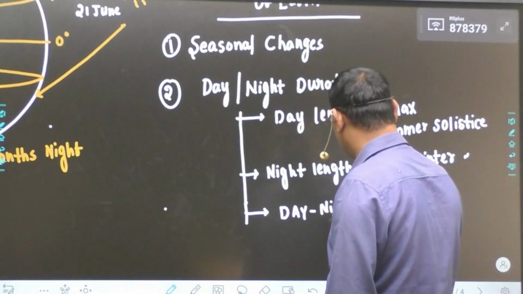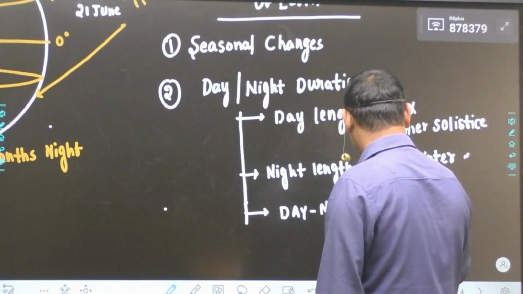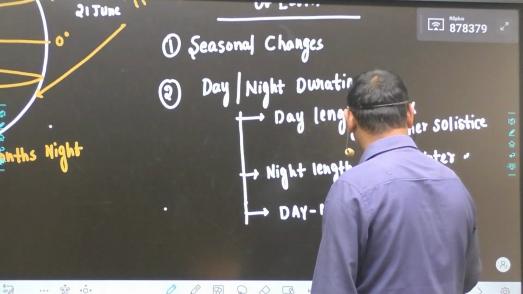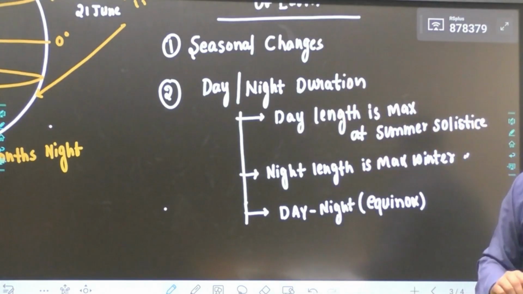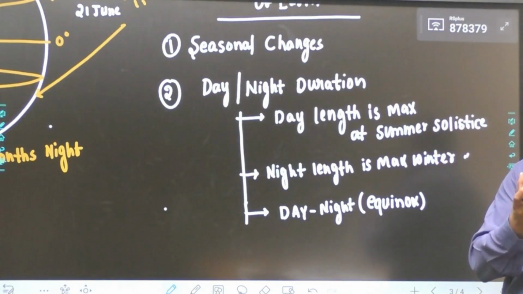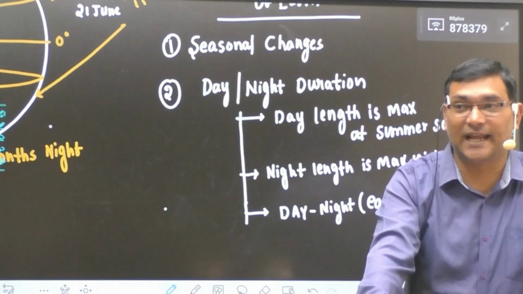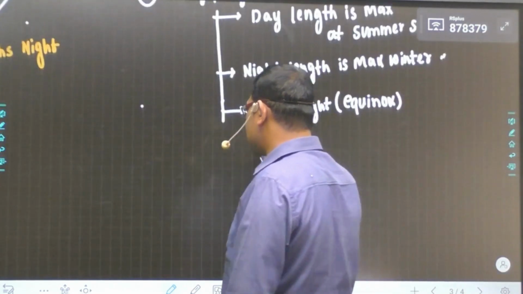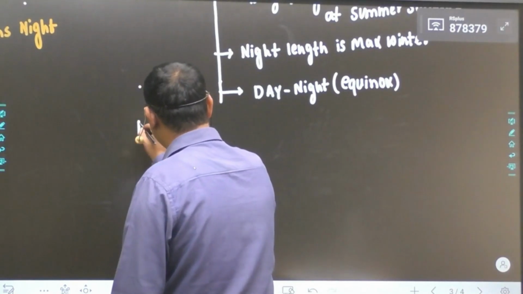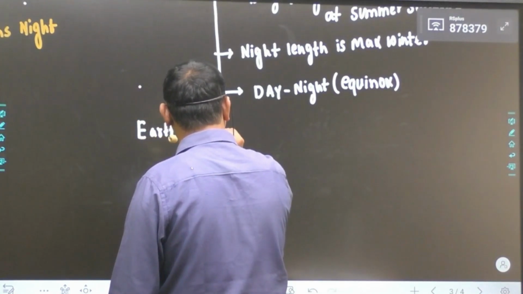Day and night are equal. This is your equinox. Yes or no? Then, what is the relationship between the Earth and the Sun, with respect to sunlight? What is the Earth and Sun relationship? Earth and sunlight relationship.